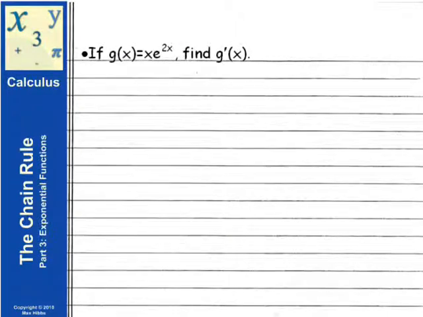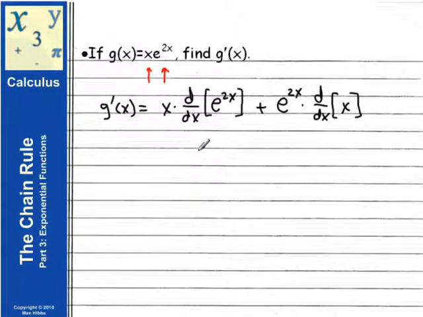Well, this is an interesting problem. g of x is x times e to the 2x power. Now we have to be careful in order to find the derivative. We have to notice that in this example we actually have a product of two functions. The first function is x, the second function is e to the 2x. So to find this derivative, we've got to use the product rule.